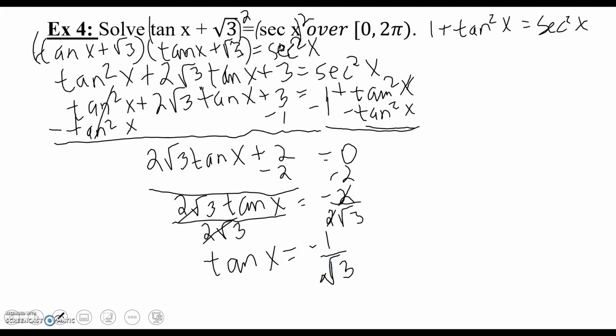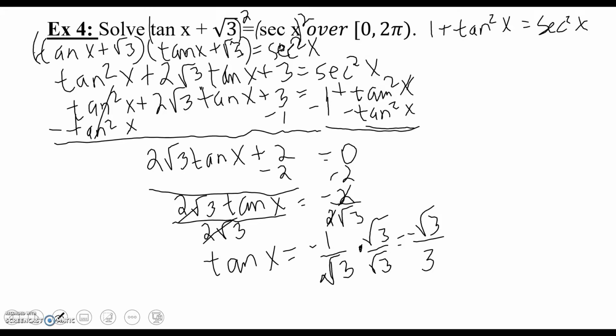I don't want it to look like that because we can't leave a square root in the denominator. So I'm going to multiply top and bottom by square root of 3. And that ends up being negative square root of 3 over 3. Okay. And we know from our special angles that the tangent is square root of 3 over 3 at 30 degrees. So at 30 degrees, that's one of our special angles. The tangent is square root of 3 over 3.